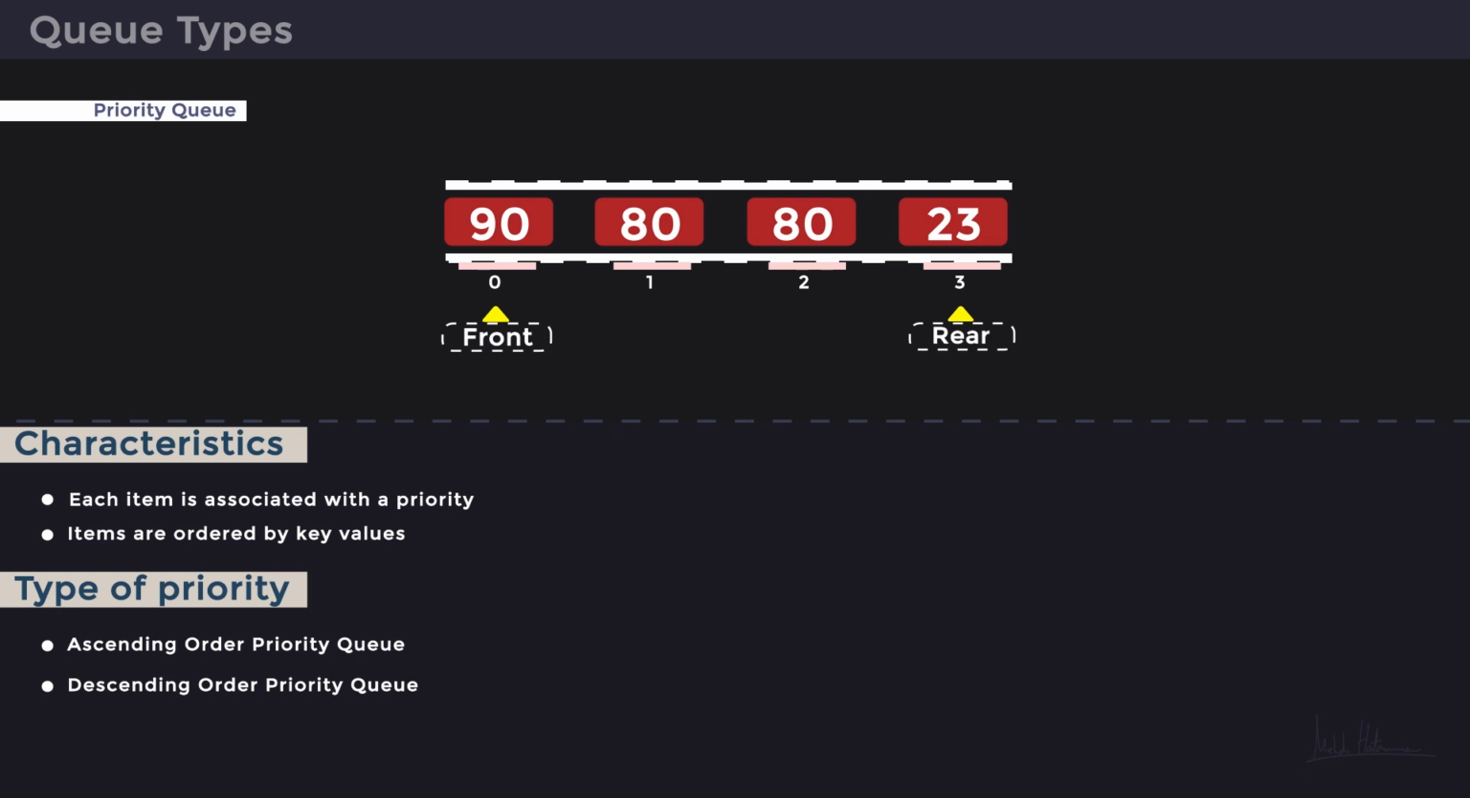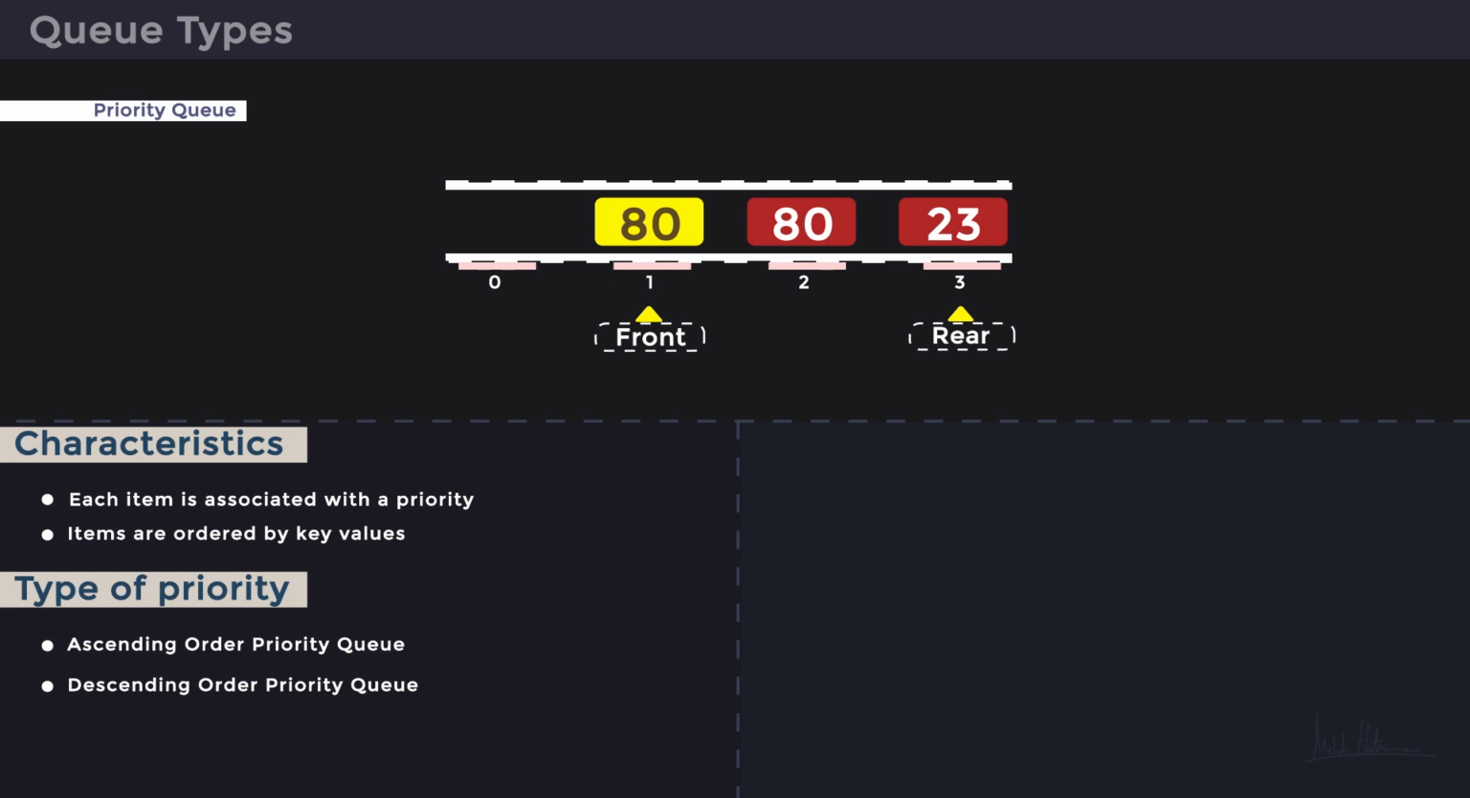In this example, we have 4 elements with descending order, meaning the element with the largest value has the highest priority. So in this case, we must take 90 as the highest priority. As you have noticed, the queue has 2 elements with the same value or the same priority. In this special case, if 2 elements share the same priority, then the queue follows the first in, first out principle.